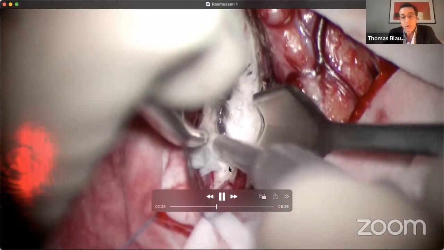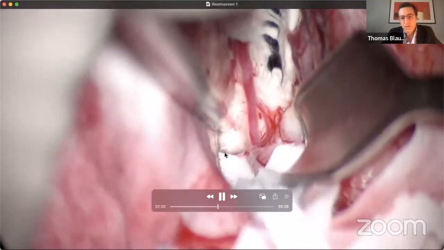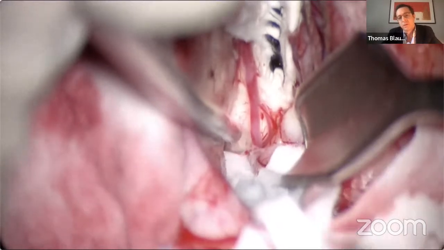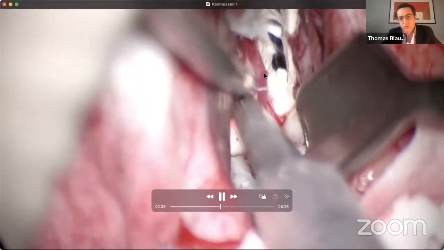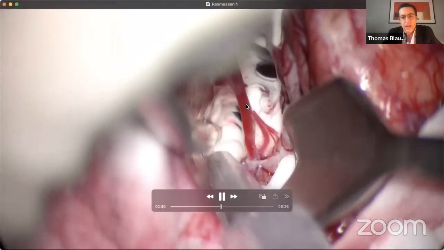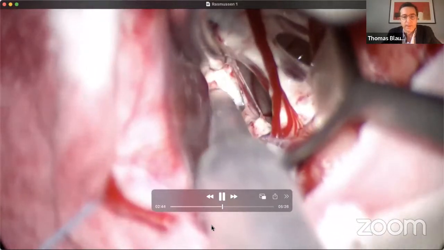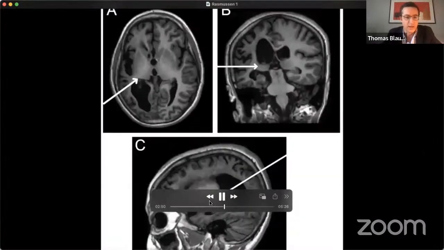Then you go to the posterior third, and in the posterior third, you need to pay attention because sometimes the fornix can be very close to the corpus callosum, and you need to be very cautious in this case. In this case, it's a trifurcation of the pericallosal artery, so we had to respect this vessel here. And we come very soon in the genu where we will identify the vein of Galen.